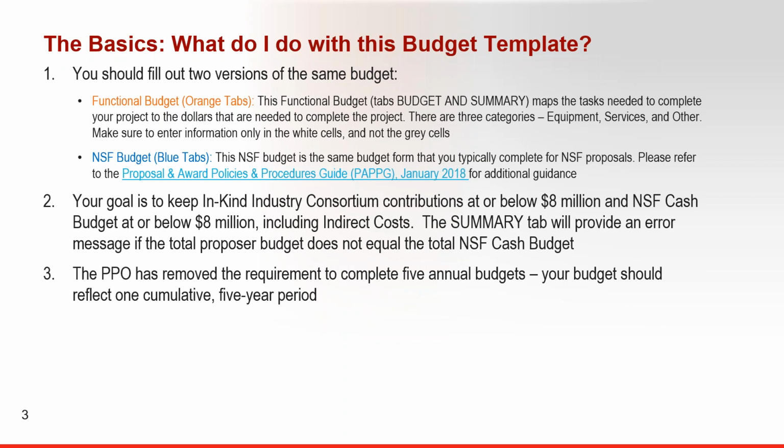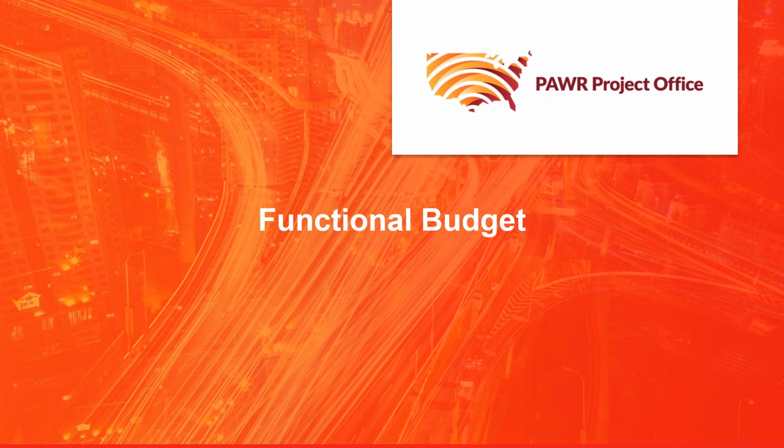Remember to keep industry consortium contributions at or below $8 million and the NSF cash budget at or below $8 million, including indirect costs. The summary tab will provide an error message if the total proposer budget does not equal the total NSF cash budget. The PPO has removed the requirement to complete 5 annual budgets at this stage of the process. Your budget should reflect a single cumulative 5-year period.